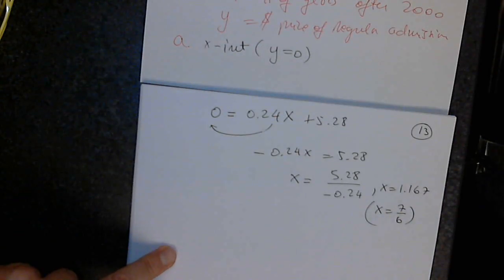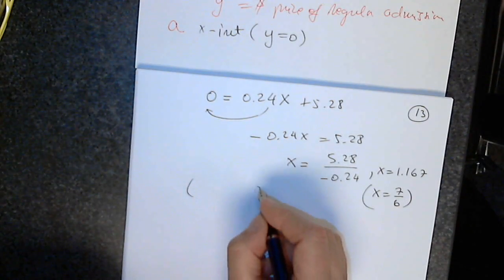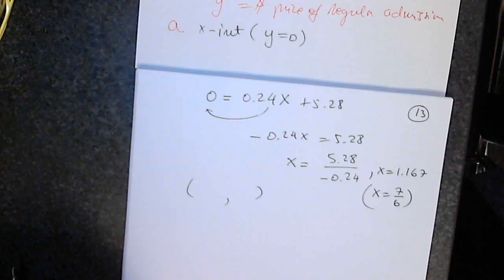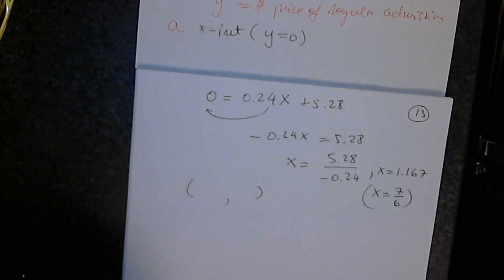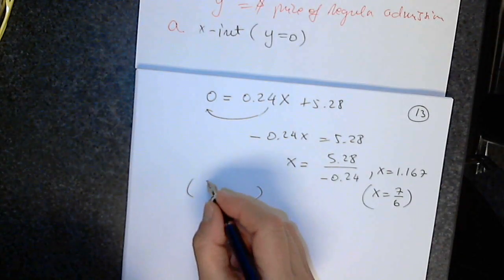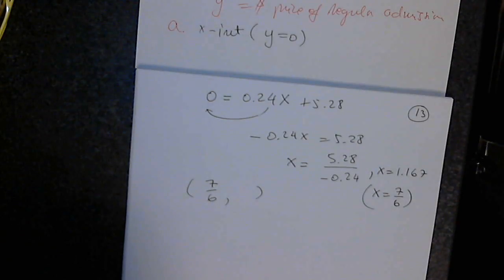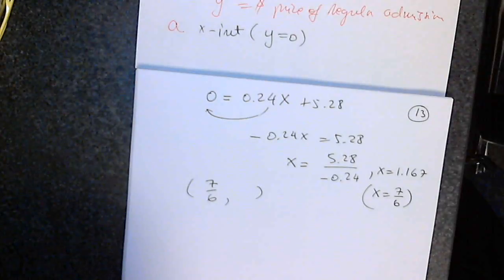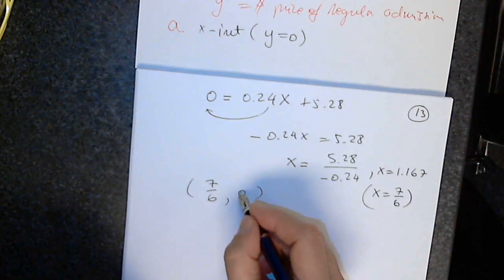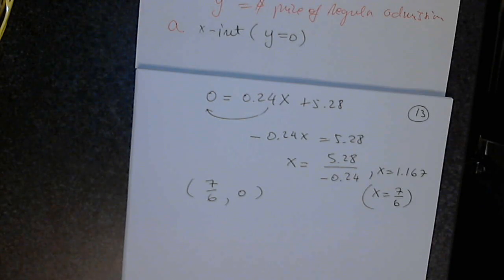Okay. Can anyone give us the ordered pair that represents the x-intercept? Right, 7/6, comma, and the y would be 0. Absolutely. Part B. What does this x-intercept mean?